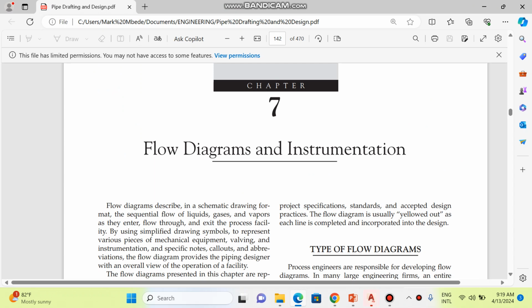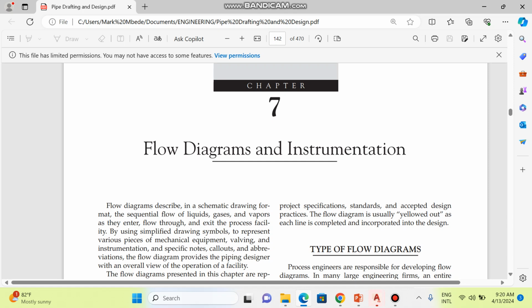So, once we talk about flow diagram, it describes, in a schematic drawing format, the sequential flow of liquid, gases, and vapor as they enter, flow through, and exit the process facility. That is a flow diagram. So we have various forms of flow diagram. We have the PFD, the BFD, the P&ID, the utility flow diagram, and the mechanical flow diagram. Those are the basic flow diagrams that we have. So let us go into it.